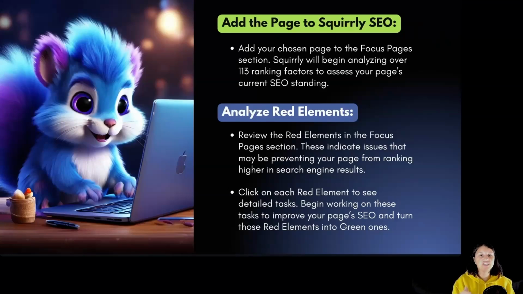Add your chosen page to the focus page section. Squirrly will begin analyzing over 113 ranking factors to assess your page's current SEO standing. Then you have to analyze the red elements. Review the red elements in the focus page section. This indicates issues that may be preventing your pages from ranking higher in search engine results. Click on each red element to see detailed tasks. Begin working on those tasks to improve your page's SEO and turn those red elements into green ones.